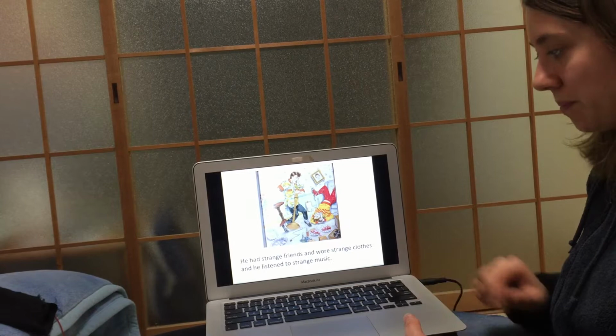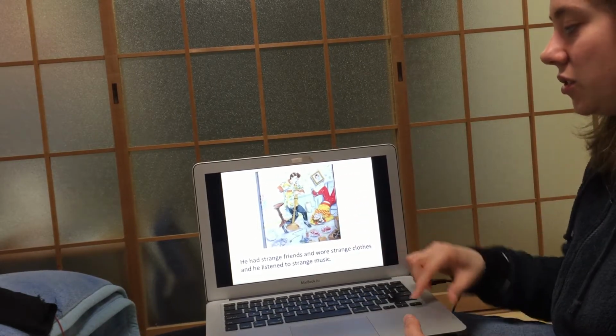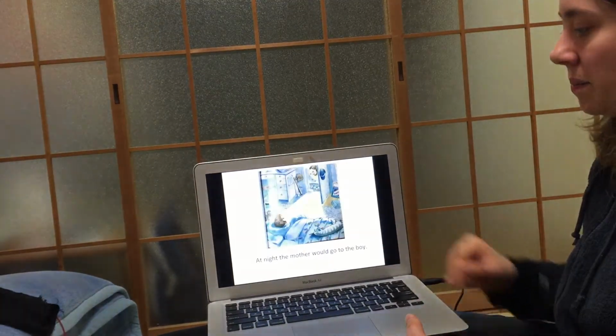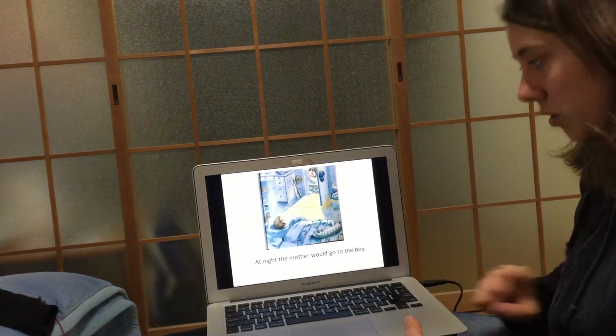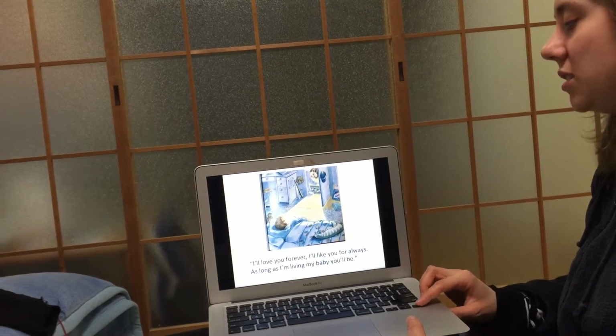The boy grew. He is a teenager. He had strange friends, he wore strange clothes, and listened to strange music. The mother said, "You are a crazy boy." But at night, the mother would go to the boy. She picked him up, she rocked him back and forth, and she said the poem.